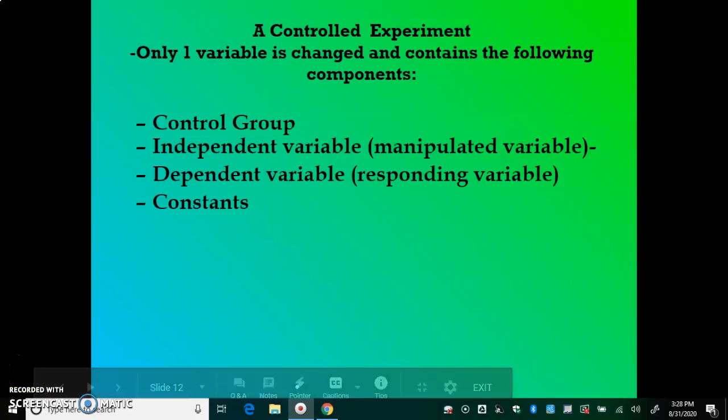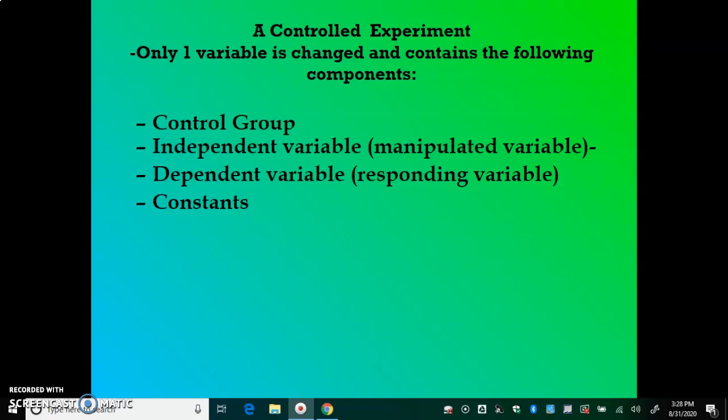Today's lesson is about a controlled experiment. So when we're going over the scientific method, in order to test your hypothesis, you must do an experiment. Well, in science, it needs to be a controlled experiment, which means only one variable is changed, and it must contain the following components. So there's 4 of them.